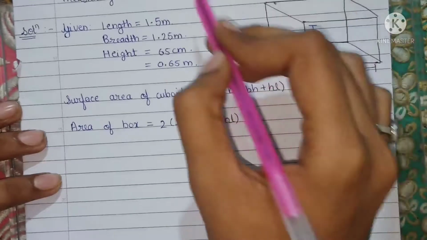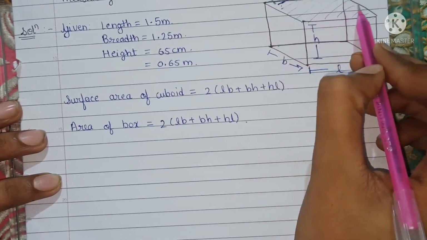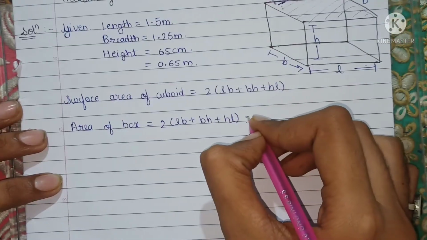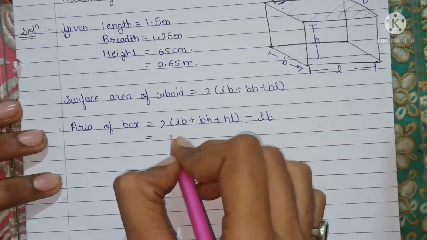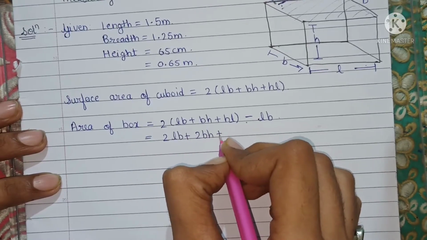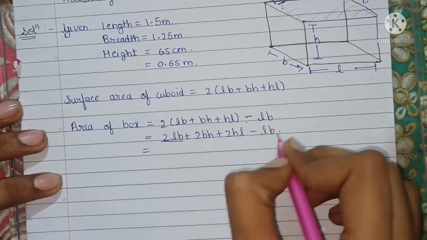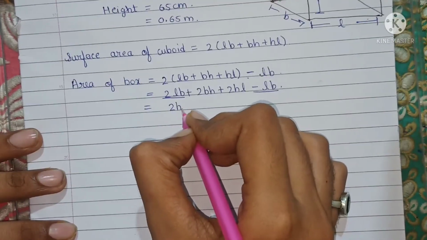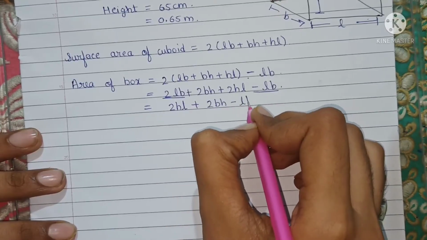Now as it is open from the top, we have to reduce this area. This area is like a rectangle of length L and breadth B, so we have to subtract this area, which will be length into breadth. After simplifying, we get 2LB + 2BH + 2HL minus LB. On subtracting, we get LB + 2BH + 2HL.